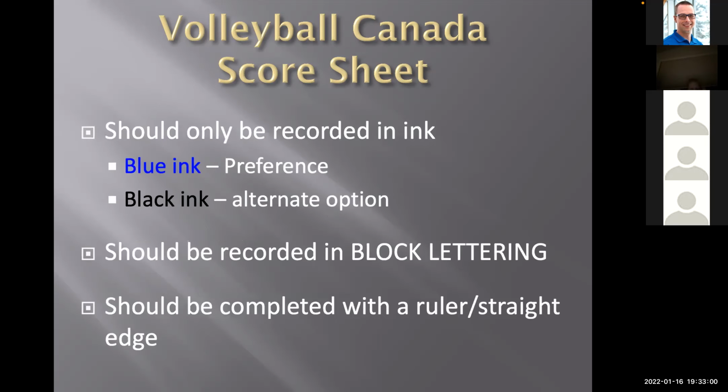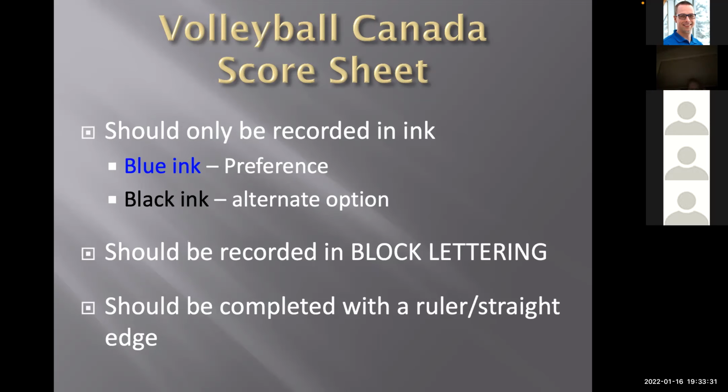When we're recording, blue is a preferred ink, black is acceptable. No one's gonna fault you for either of those two colors. Because it's a legal document, everything is written in block letters, so everything's capital. Once again, some referees might harp on that more than others, but you can go through it. And just remember that this PowerPoint is designed for referees, so these are things that we'd have to do if we were being graded on it.